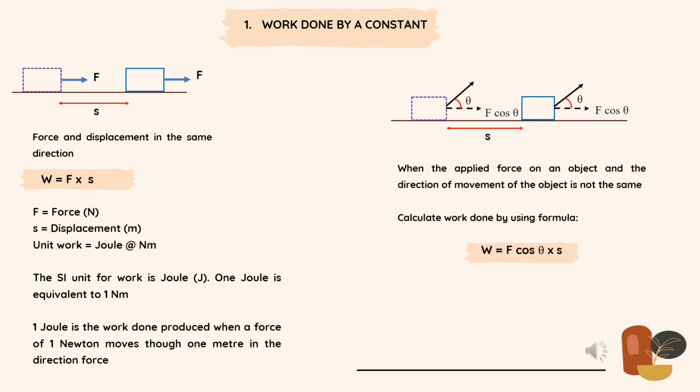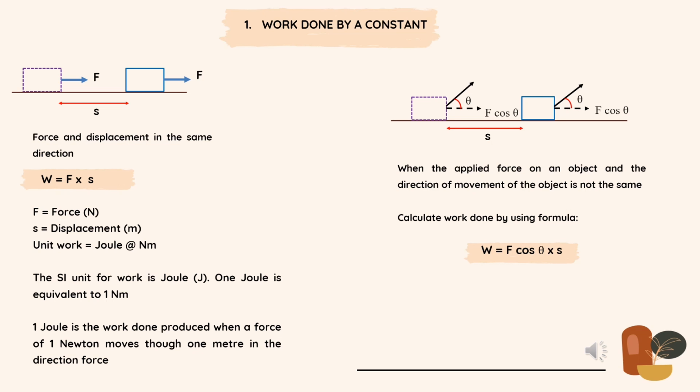First, work done by a constant force. When we see the figure, force and displacement are in the same direction. Formula: W equal to F multiplied by S. F equal to force, S equal to displacement, unit of work equal to joule or Newton meter. The SI unit for work is joule. 1 joule is equivalent to 1 Newton meter.